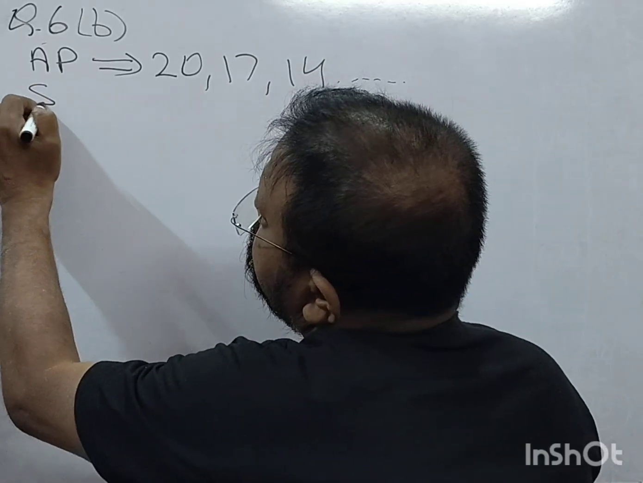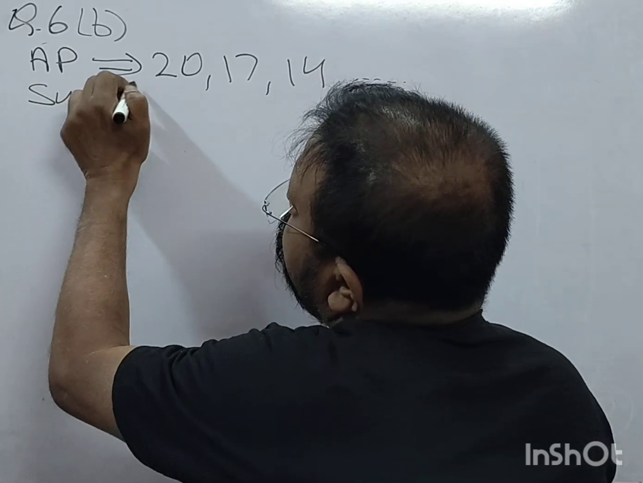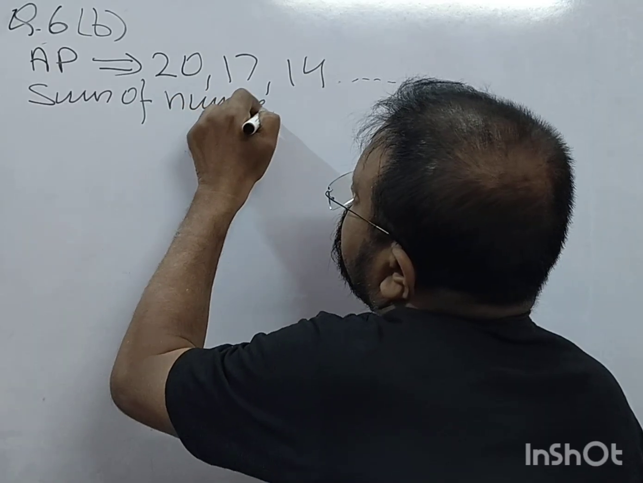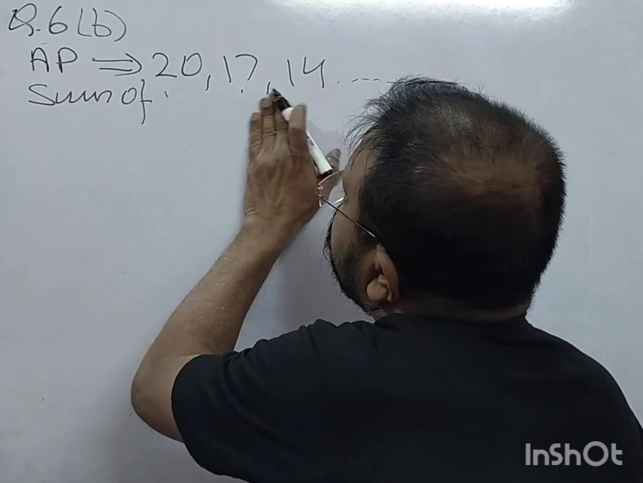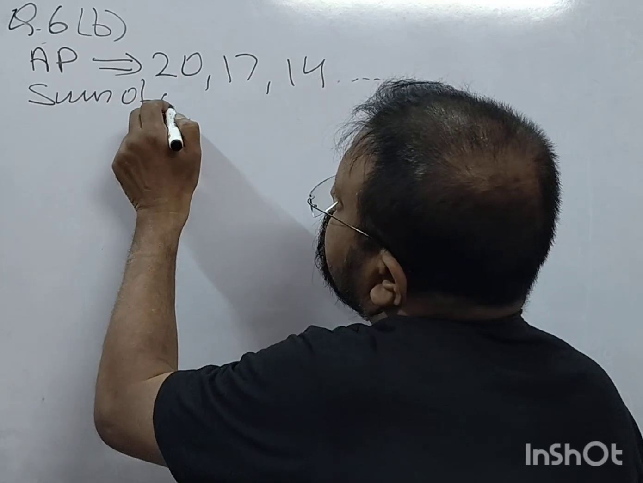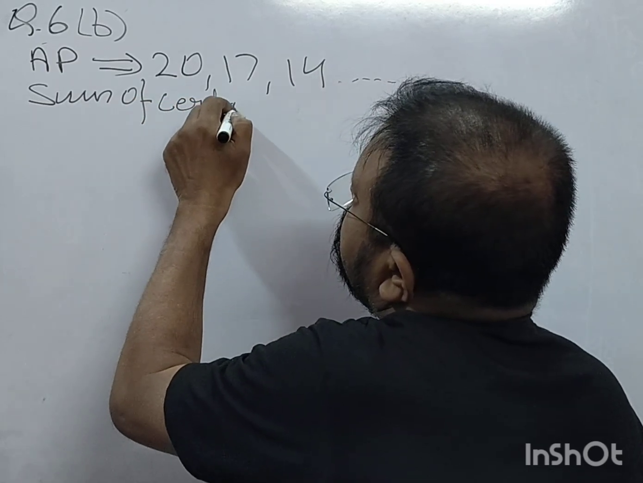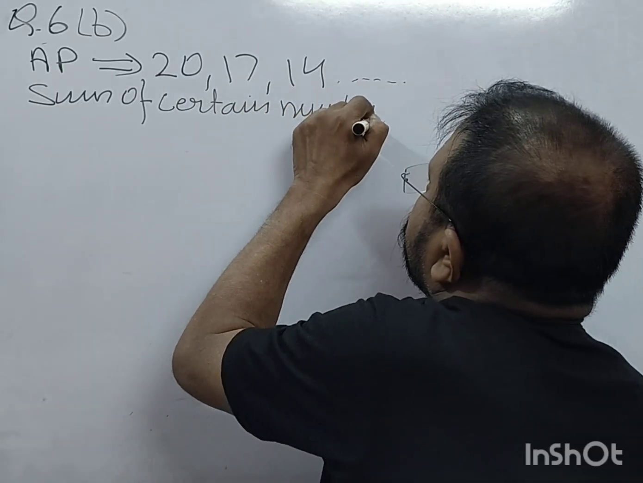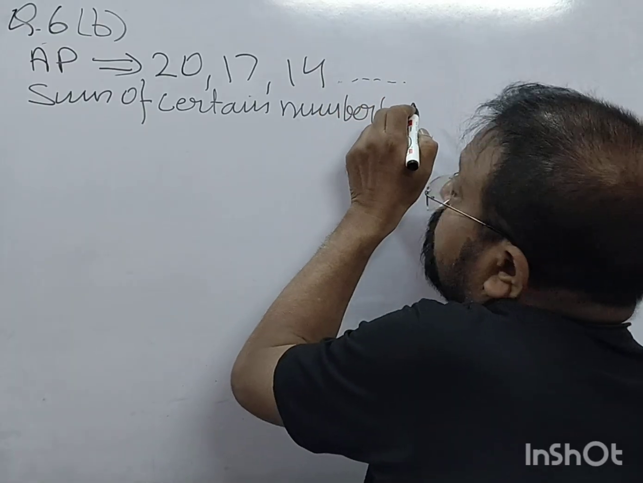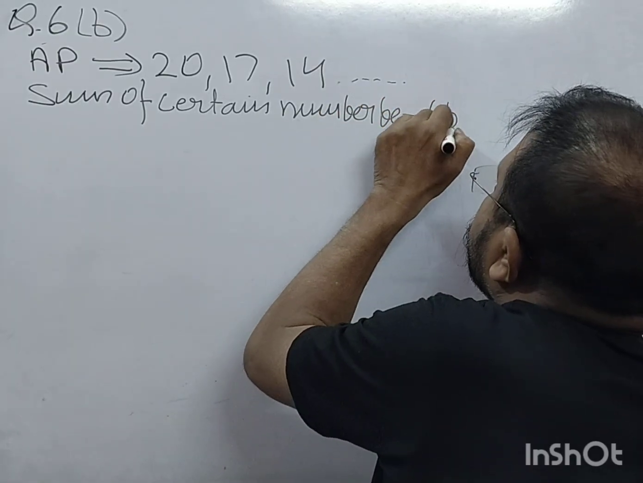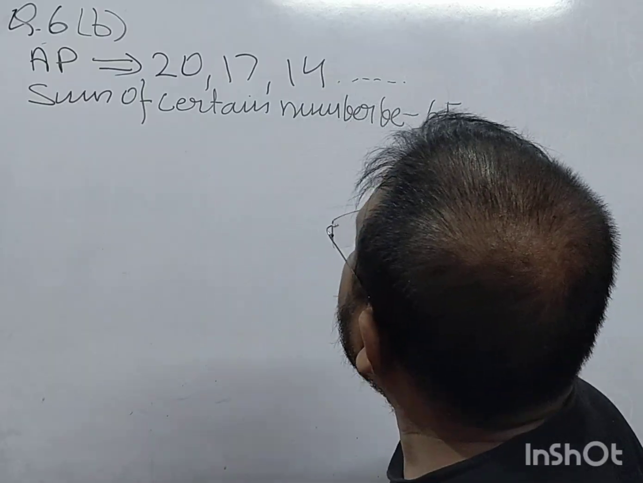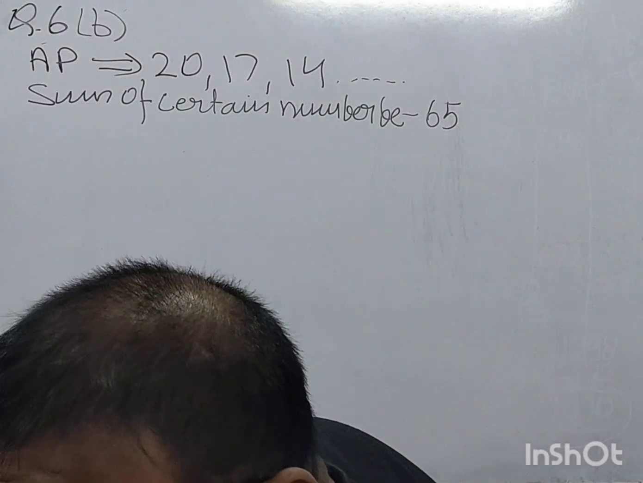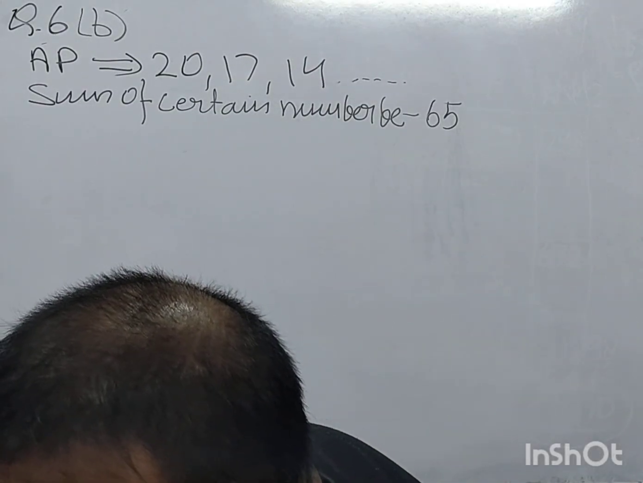Sum of certain numbers, how much? 65. Okay, so how will you solve this? Number of terms and last term.